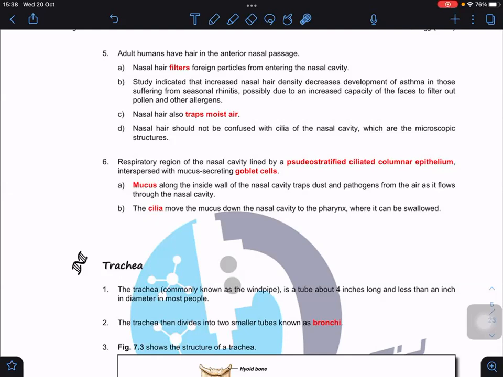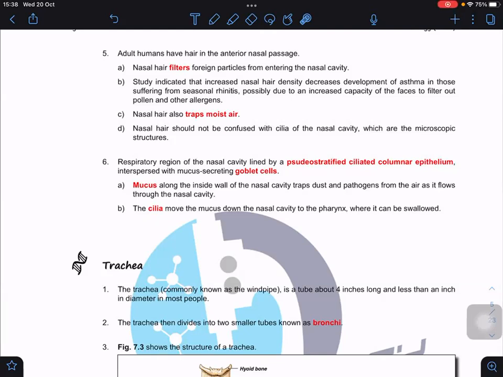Don't worry about this pseudostratified ciliated columnar epithelium. We are going to learn it in detail when we come to the trachea. But the general idea here is that mucus helps us trap the dust and the pathogen, but mucus has no ability to kill the pathogen. So the pathogen will survive happily inside the mucus and say thank you to you. How do they say thank you? They cause infection to us.